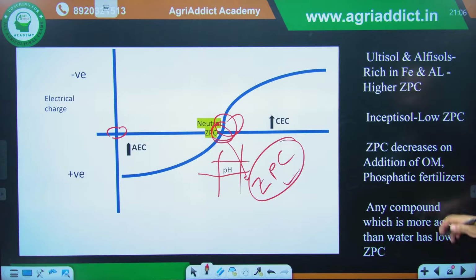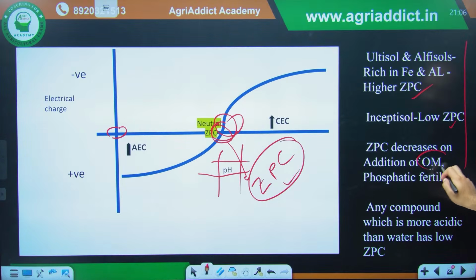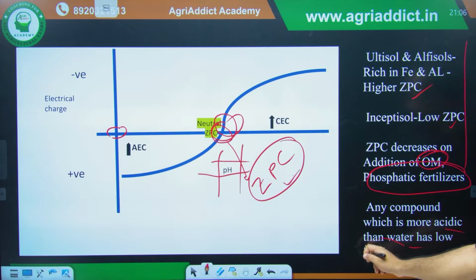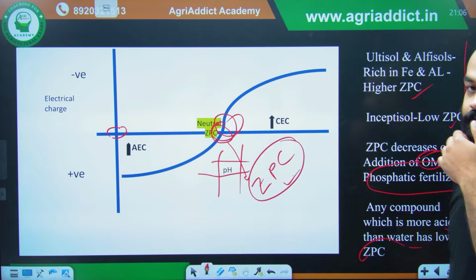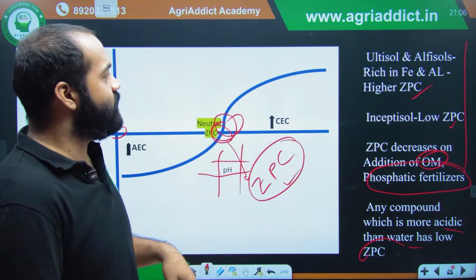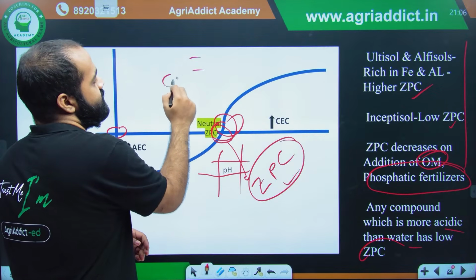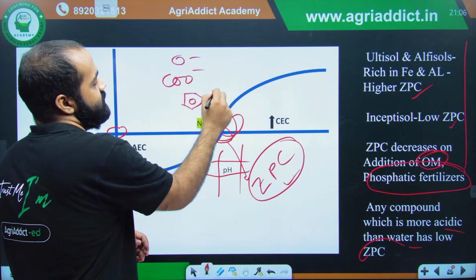All right. So here there is some information you can see. Oxisol and Alfisol have higher ZPC. Inceptisol has low ZPC. ZPC decreases on addition of organic matter and phosphatic fertilizers. Any compound which is more acidic in water has low ZPC. Now, how this happens, I will tell you very briefly. If you add organic matter, it will give lots of negative charge. As I already told, organic matter will result in lots of negative charges.